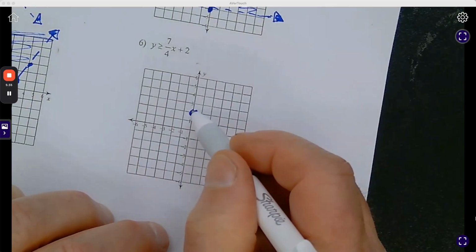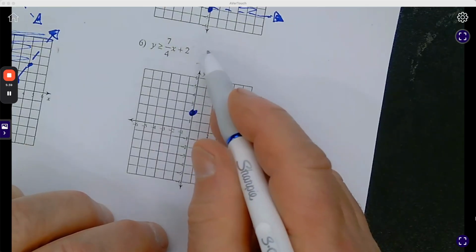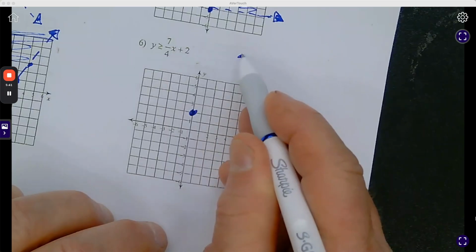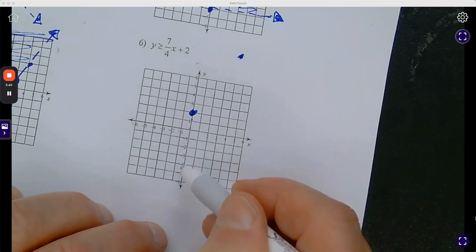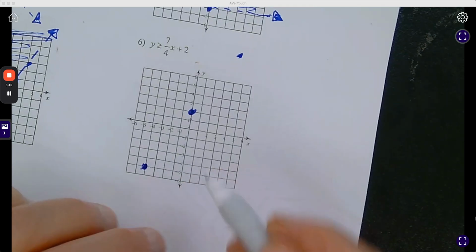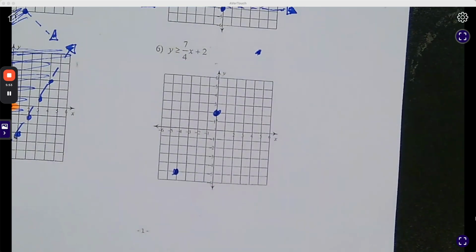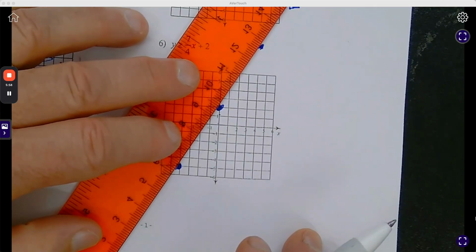So y-intercept of positive 2. Up 7 over 4. I had to approximate that. I could go down 7 and then over 4 in this direction as well. That would get me on the line too. This is a solid line because there's an equal to underneath that inequality.